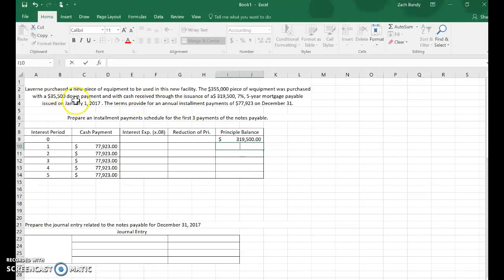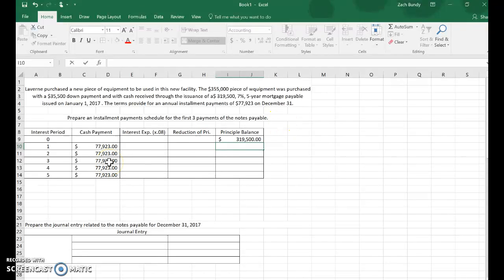So the question is, Laverne purchased a new piece of equipment for this new facility. The price of the equipment was $355,000. The equipment was purchased with a $35,500 down payment, and the other was with cash received through the issuance of a $319,500 mortgage with a 7% interest, and it's going to be paid over 5 years. The terms provided for this mortgage are annual installment payments of $77,923 paid on December 31st.